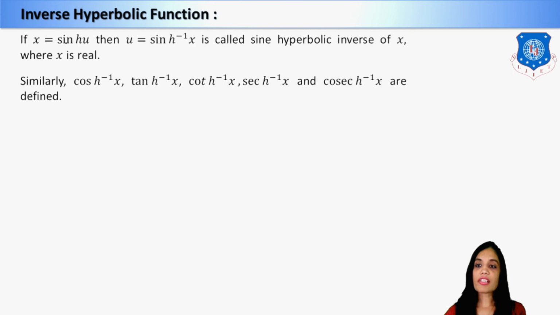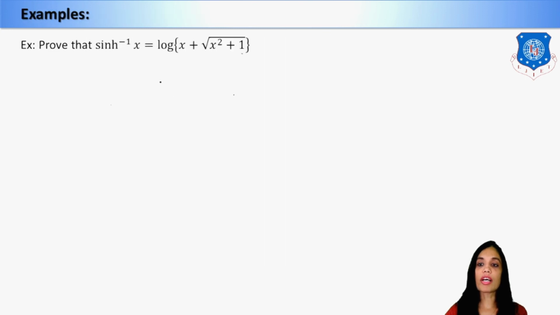So if x is equal to sinh u, then we can write this as u is equal to sinh inverse x, and this is called the hyperbolic sine inverse of x, where x is a real number. Similarly, we can obtain cosh inverse x, tanh inverse x, coth inverse x, sech inverse x, and cosech inverse x. Okay. So now let us study a few examples.